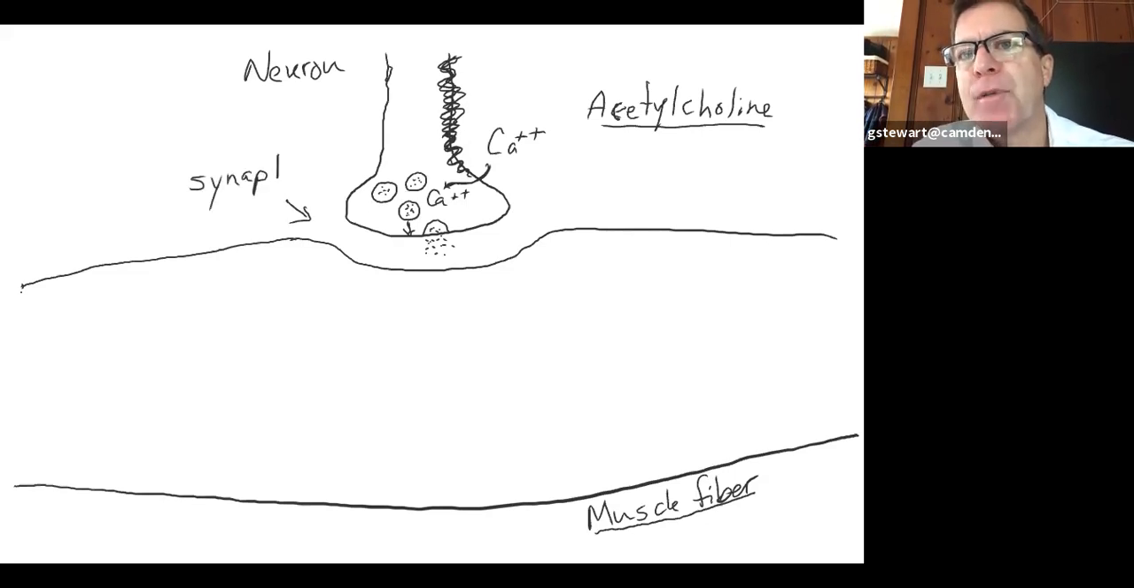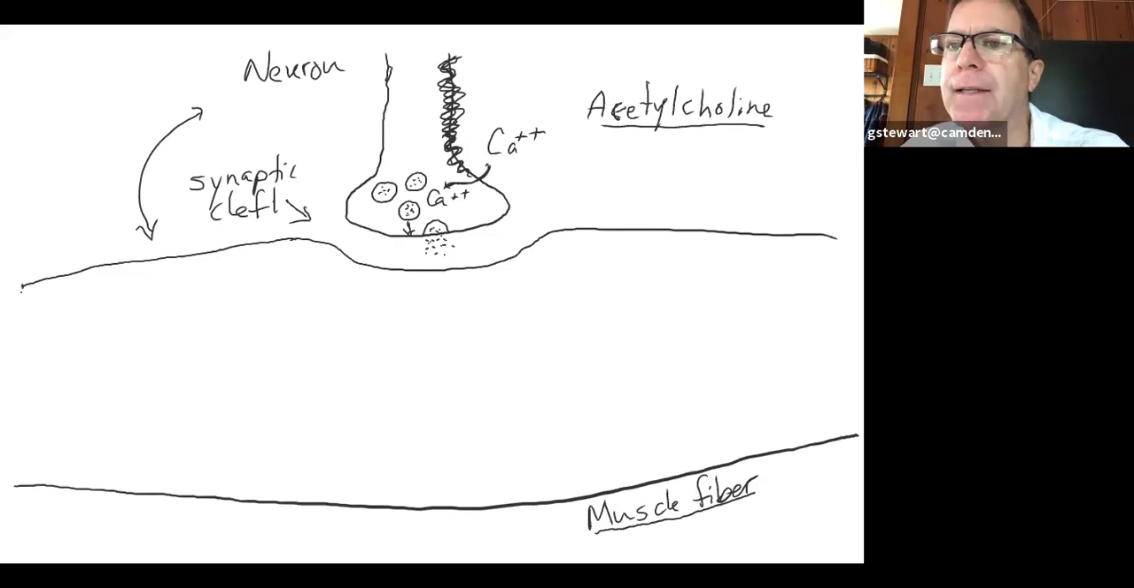The word synapse just refers to this whole junction between nerve and muscle cell. So the space here is called the synaptic cleft. There is no physical contact between the nerve cell and the muscle cell. There's this space. Acetylcholine diffuses across the synaptic cleft and binds to receptors on the motor end plate of the muscle fiber. This indented portion of the muscle fiber is called the motor end plate.